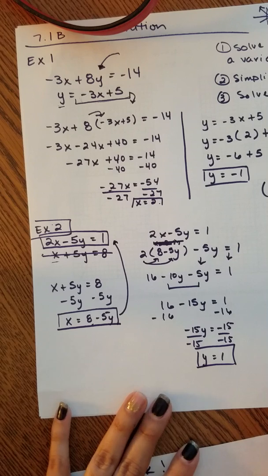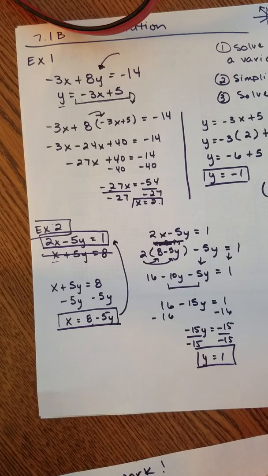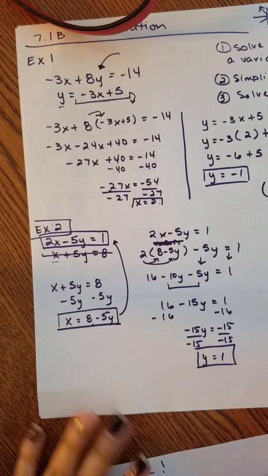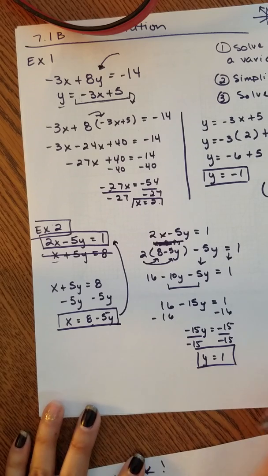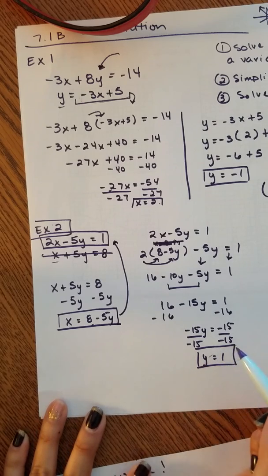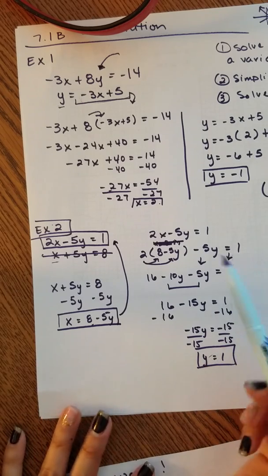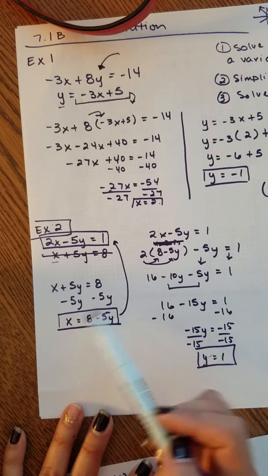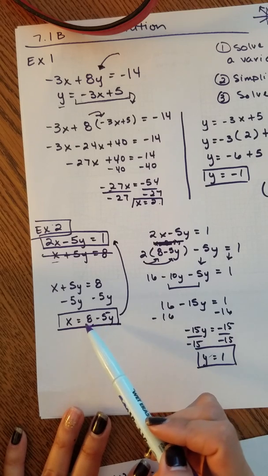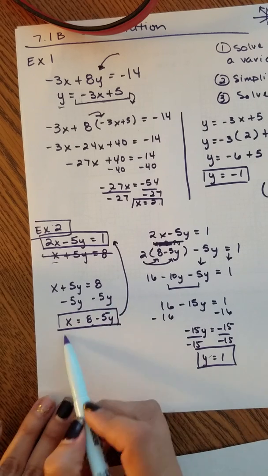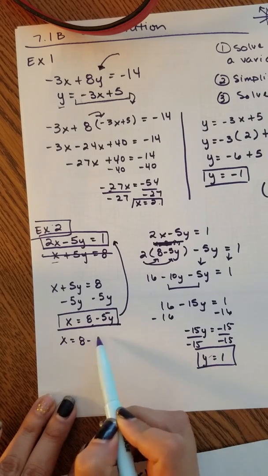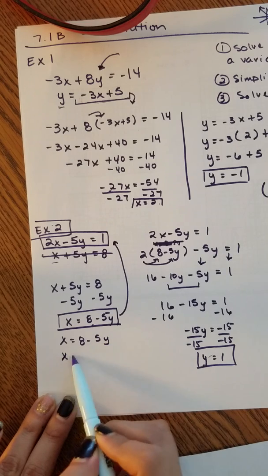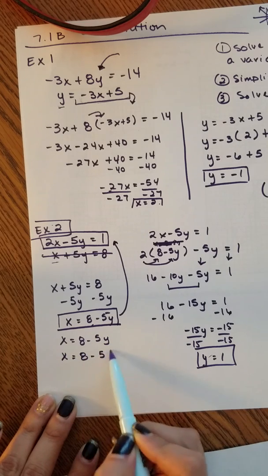We're not done. We haven't solved for x. We need both of our variables solved for. So you can plug this y into any of the three equations that are here. You can plug it into this one, or this one. This is going to be the one that you want to plug it into because it's going to be less work. You already have x by itself. So x is equal to 8 minus 5y. X is equal to 8 minus 5 times 1.